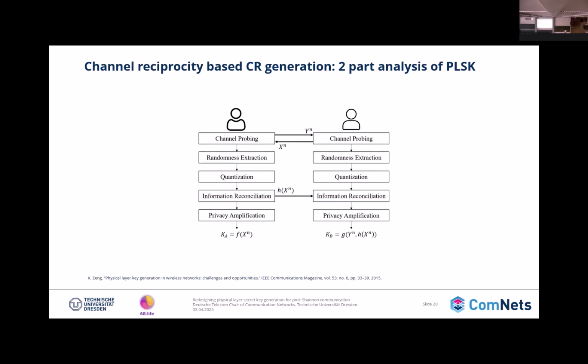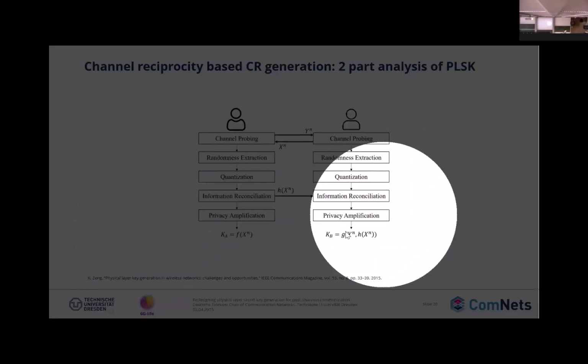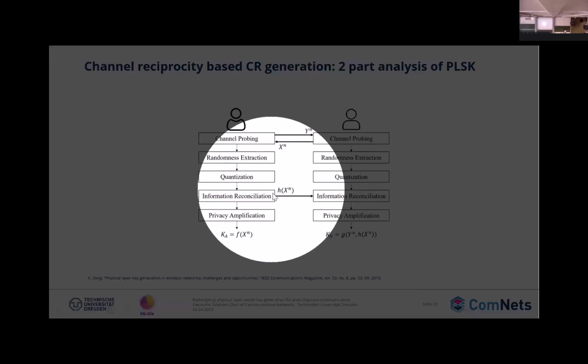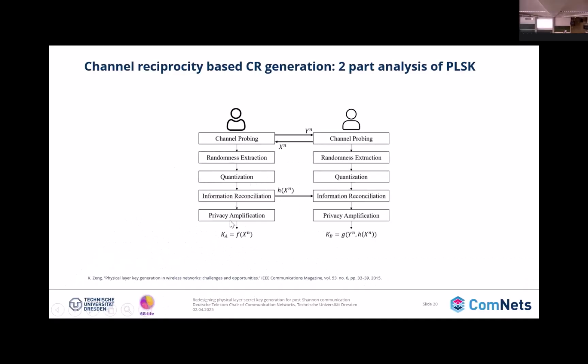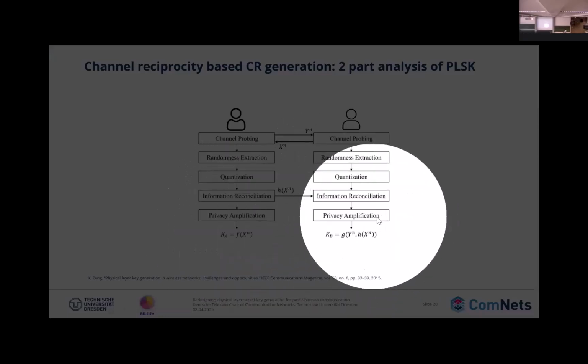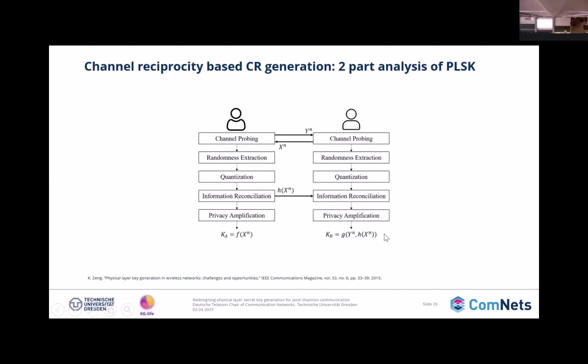And then in PLSK schemes, they use privacy amplification, because this information, which was leaked here, can potentially cause a leakage of information, and we do not want that. In order to prevent this leakage of information, they use privacy amplification, which normally contains functions like a deterministic hash, where they make use of the avalanche effect to reduce the information leakage.